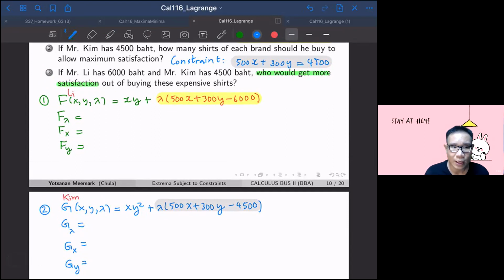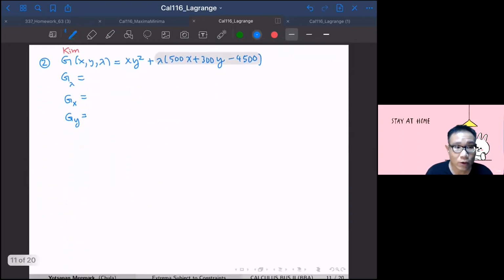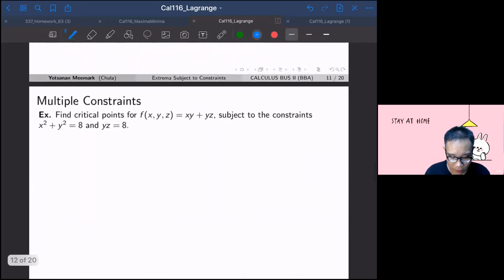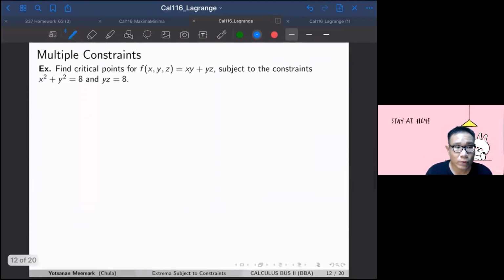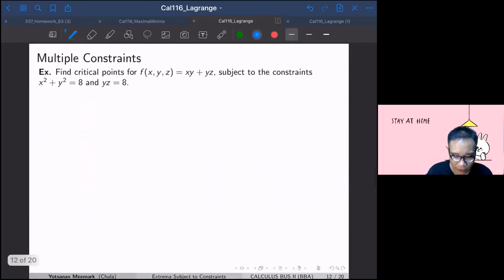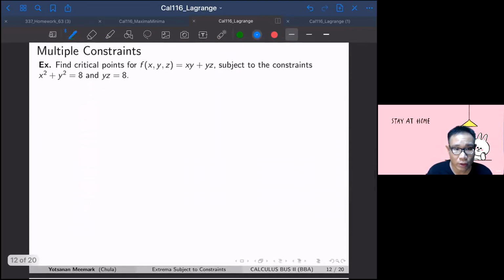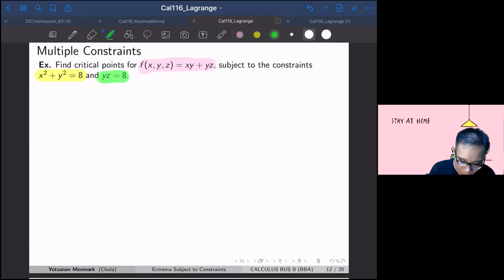I'm gonna conclude this clip by talking about what we can do when we have multiple constraints. So we have the function that we would like to find the maximum or the minimum. So this will be your pink function. And we'd like to find the critical point subject to the constraints. So you have two constraints in this case, the yellow and the green constraint.